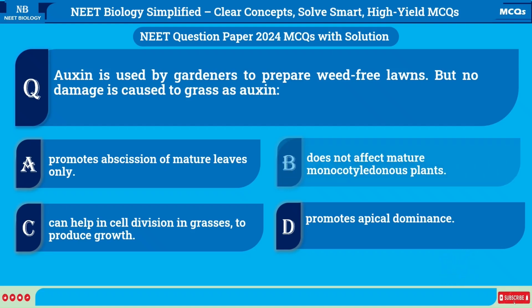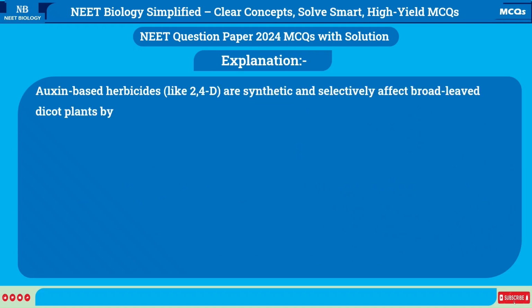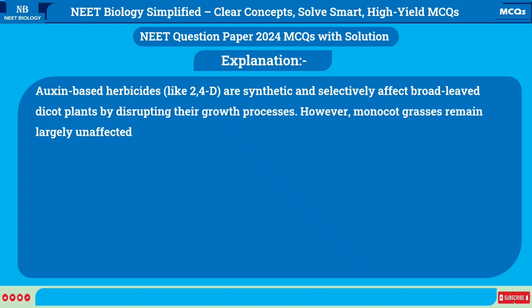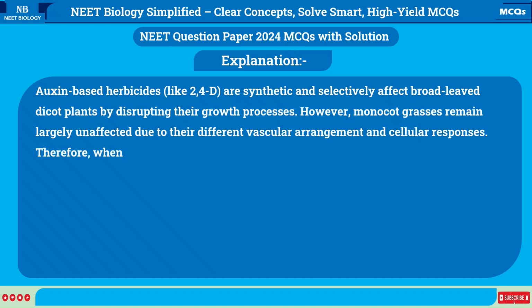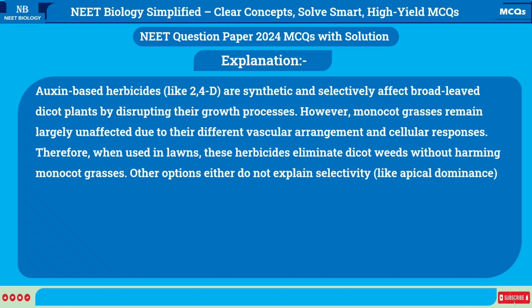Correct answer: B. Does not affect mature monocotyledonous plants. Explanation: auxin-based herbicides, like 2,4-D, are synthetic and selectively affect broad-leaved dicot plants by disrupting their growth processes. However, monocot grasses remain largely unaffected due to their different vascular arrangement and cellular responses. Therefore, when used in lawns, these herbicides eliminate dicot weeds without harming monocot grasses. Other options either do not explain selectivity, like apical dominance, or are unrelated, for example cell division or leaf abscission.